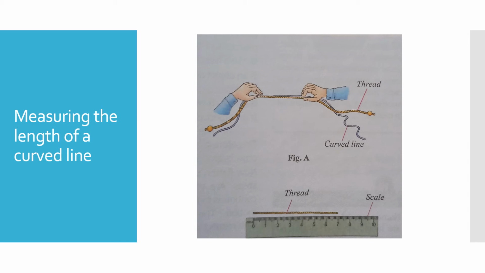Then we keep our finger pressed. Then we move the thread along the portion of the wire, or the portion of the curved line that we need to measure. When the thread reaches the end of the line, we put a mark on it, and then we stretch out the thread and measure its length with the help of a ruler, a suitable measuring unit.